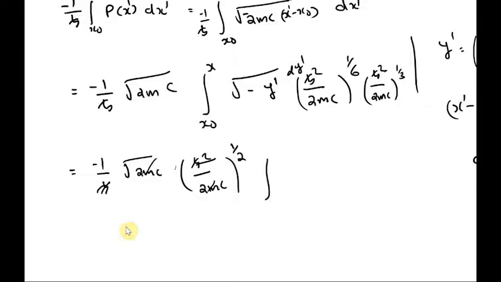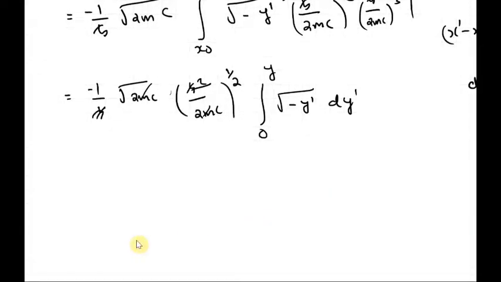And corresponding to x naught, from this expression, when x prime is x naught, that is going to be 0. So your y value is going to be 0 at that moment, and that will give you 0, and here I have nothing but the integral of root of minus y prime dy prime. What is this quantity? There are no other constants now. This is minus 1.